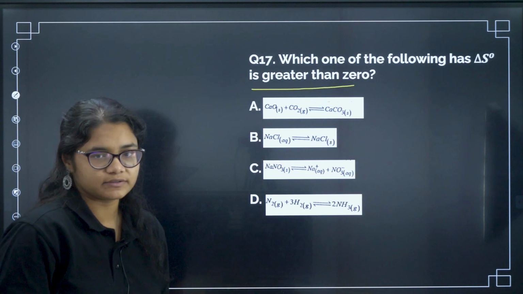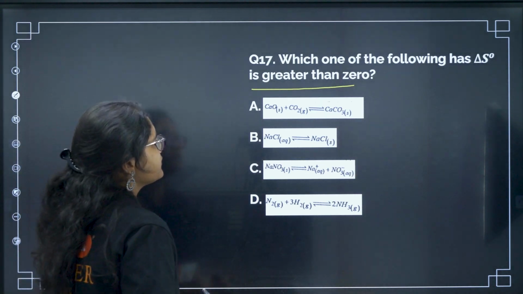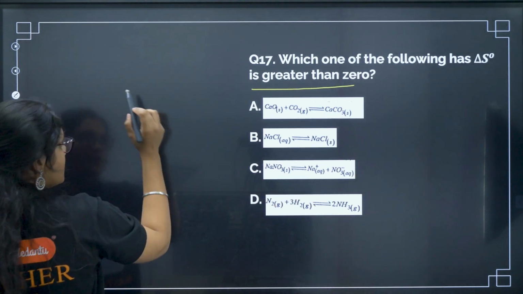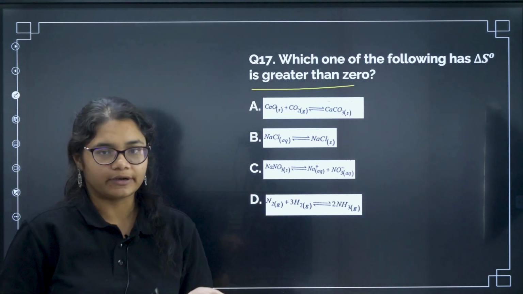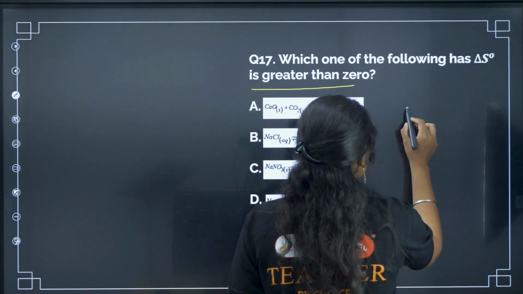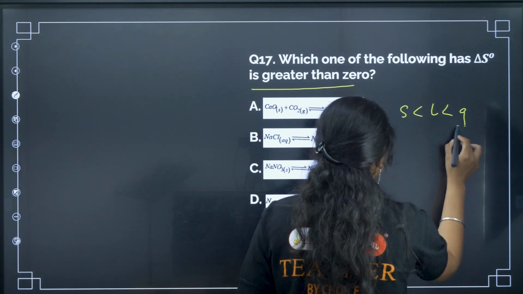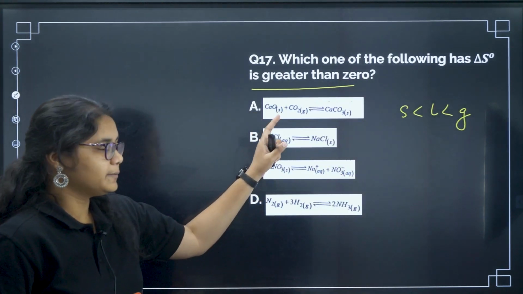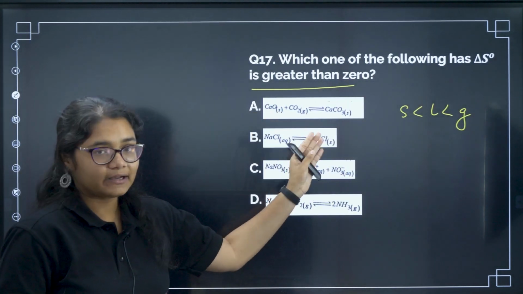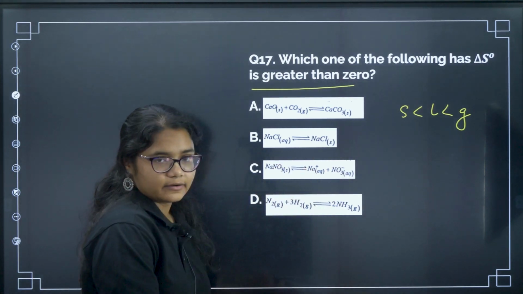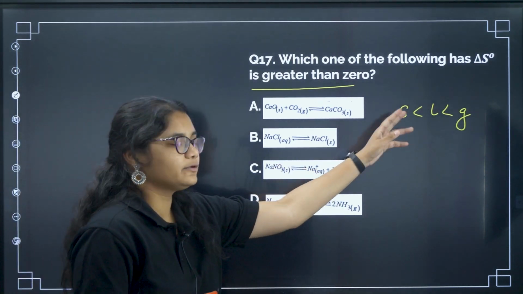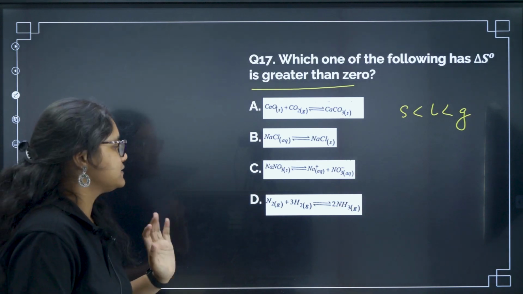The delta S is positive, we have to calculate. So for the first one, you can see there is one gaseous reactant, but the product is becoming solid. And if you know the entropy order, it is solid, liquid and then gas, right? Since we are getting a solid product here, delta S is negative. Now here you can see from aqueous to solid again, that is like from liquid to solid. So this is also delta S negative.